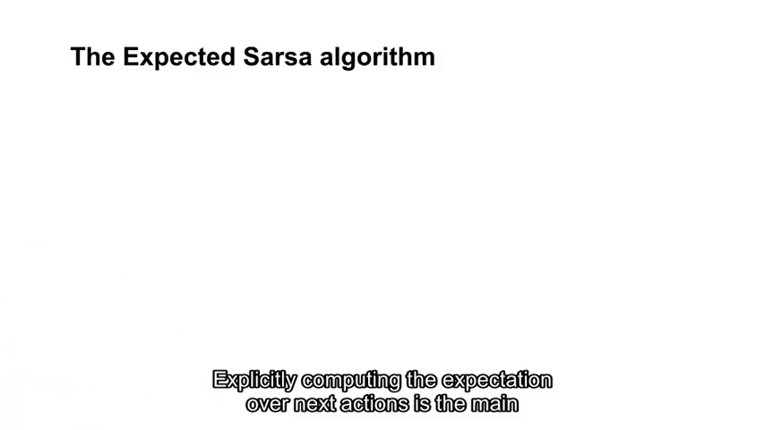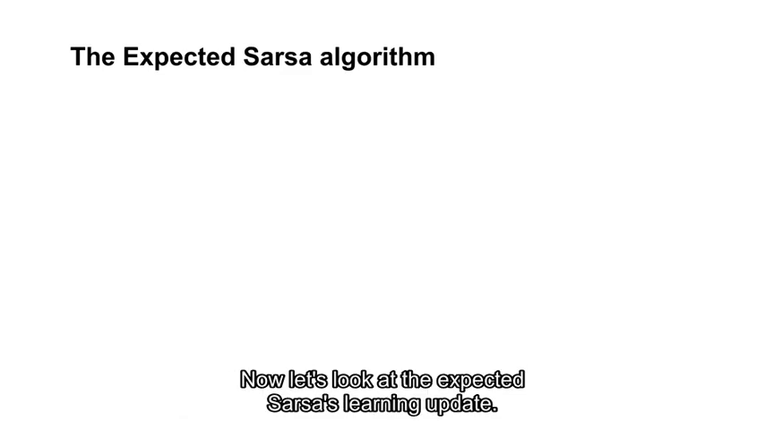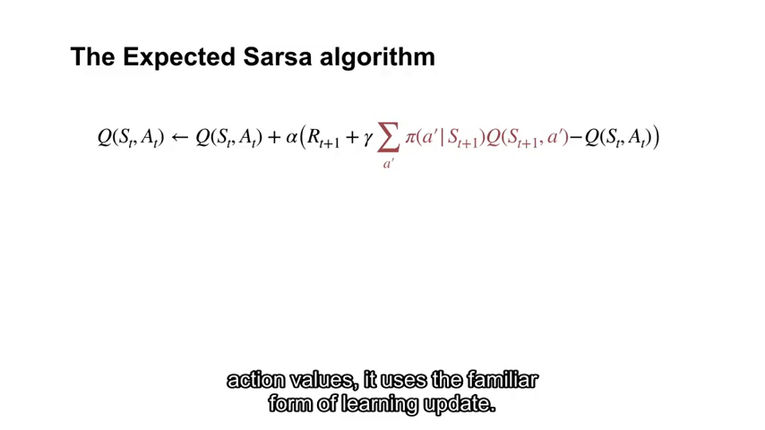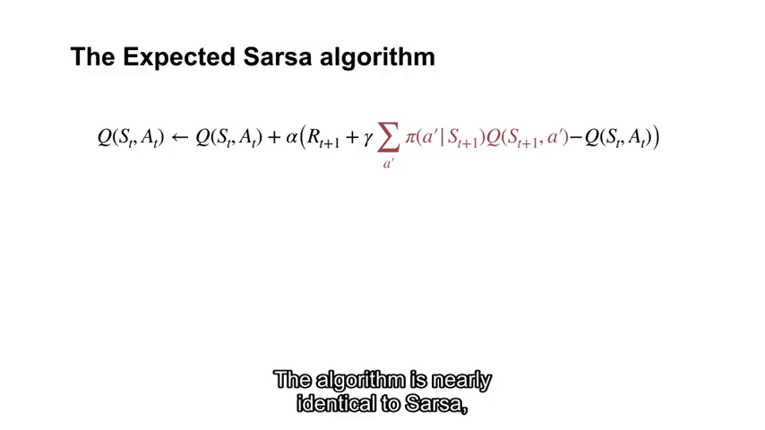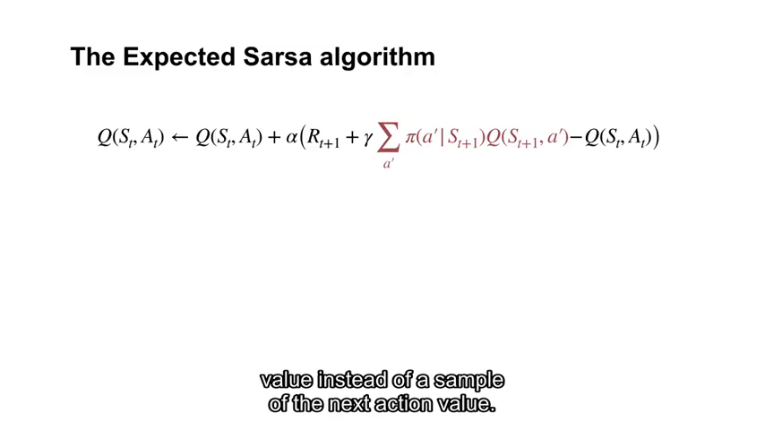Explicitly computing the expectation over next actions is the main idea behind the expected SARSA algorithm. Now let's look at the expected SARSA's learning update. Since expected SARSA is still based on the Bellman equation for action values, it uses the familiar form of learning update. The algorithm is nearly identical to SARSA, except the TD error uses the expected estimate of the next action value instead of a sample of the next action value.